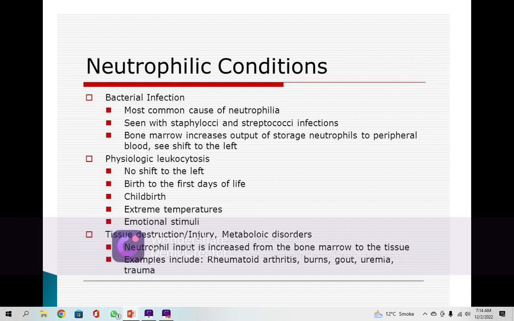The physiological leukocytosis is the leukocytosis we see in trauma, in extreme temperatures, in childbirth, in pregnancy, just after delivery, in the first day of life, and in cases of severe dehydration.